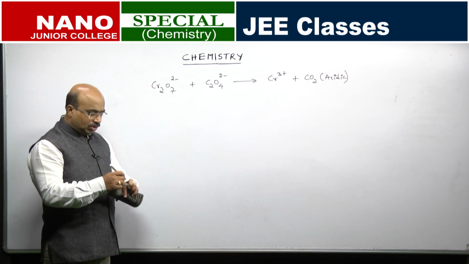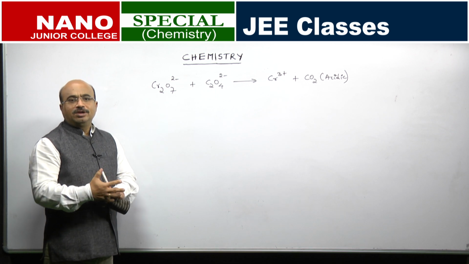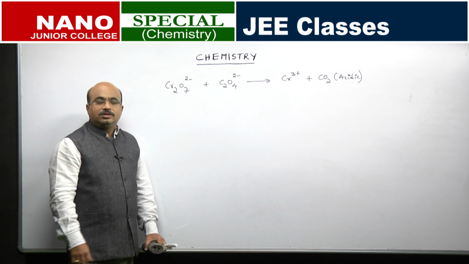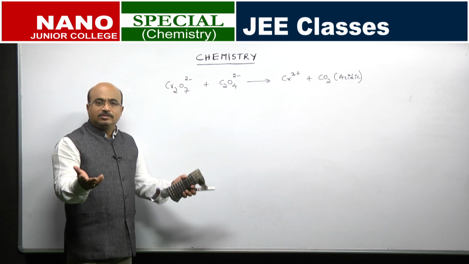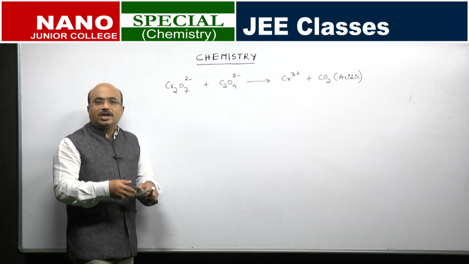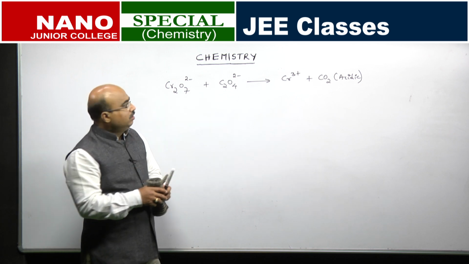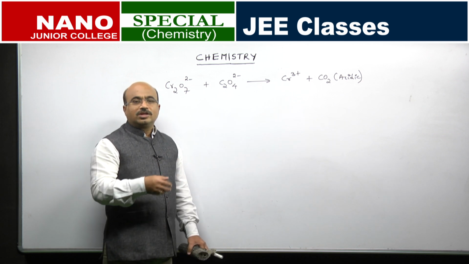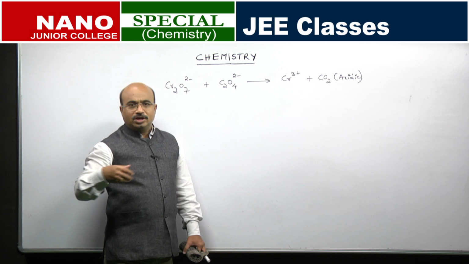So, first, what is the procedure to be done? First we have to identify what is reduction and oxidation, then split them into two parts, then balance the atoms other than hydrogen and oxygen first, then balance the oxygen atoms by adding water. So, these are the steps which are there.